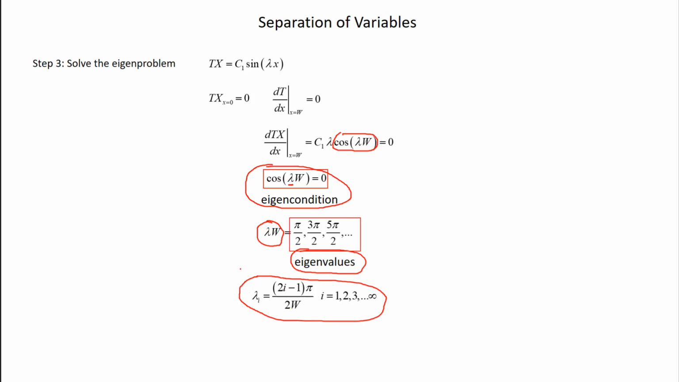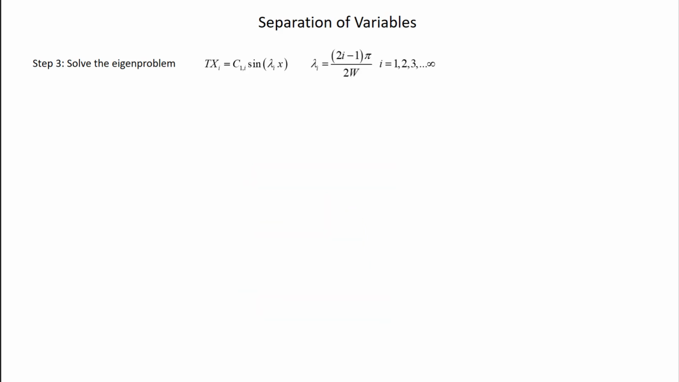So that should be the outcome of solving the eigenproblem. You should end up with your eigenfunctions, which are our sines, and our eigenvalues, which are going to be the roots of some eigencondition, right? Okay, so we're making good progress, I guess.